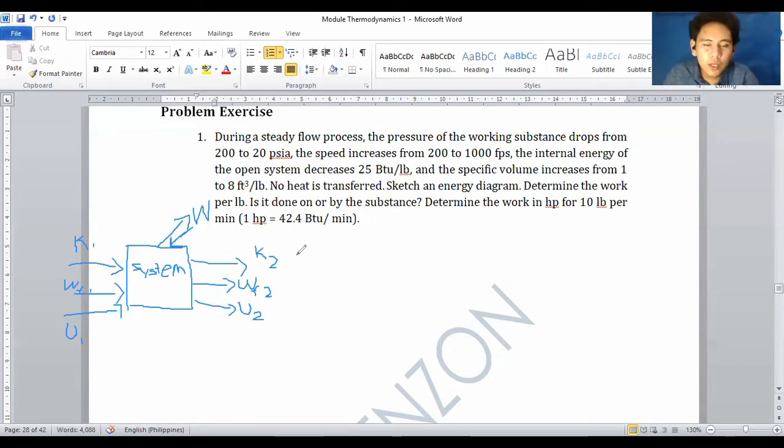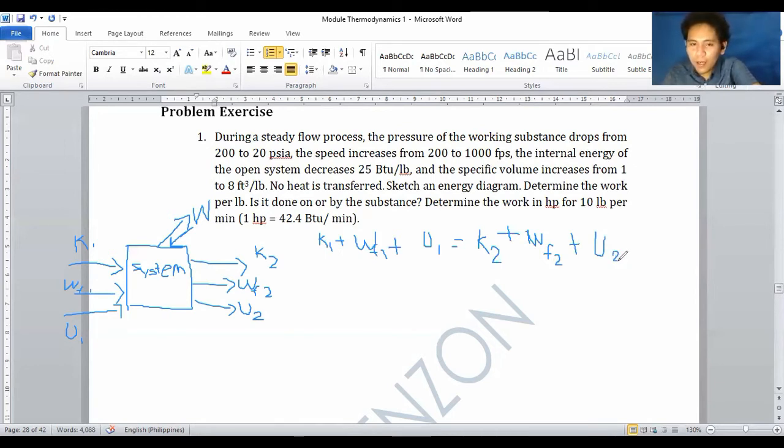Now, what is our equation? Our general equation is based on the schematic diagram we built. K1 plus WF1 plus U1 equals K2 plus WF2 plus U2 plus your W, since it is your work.